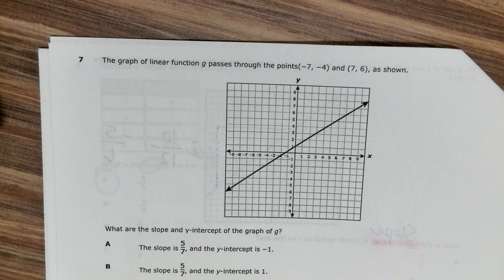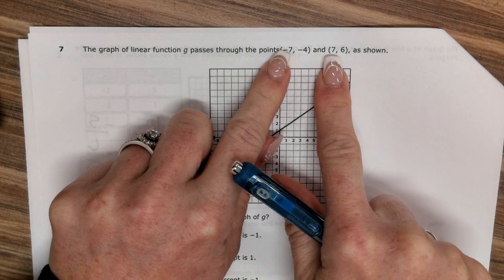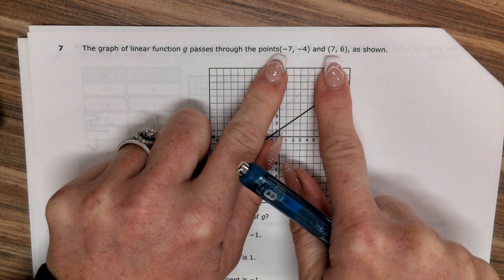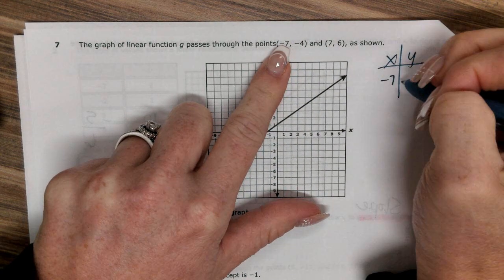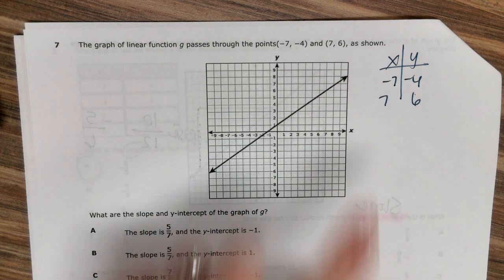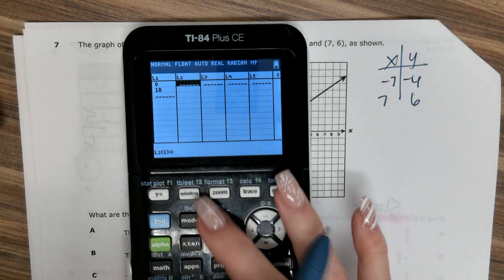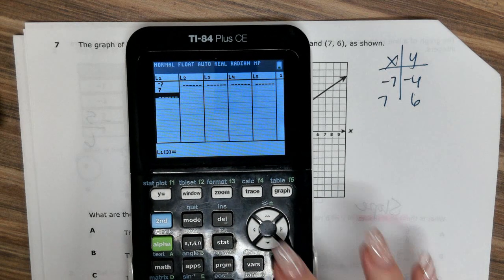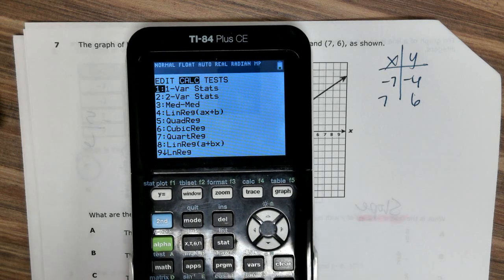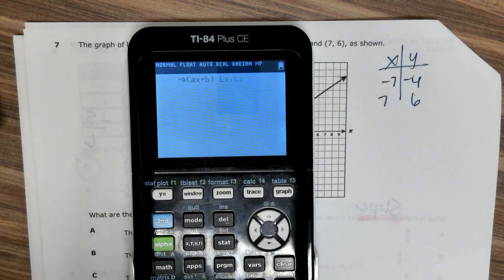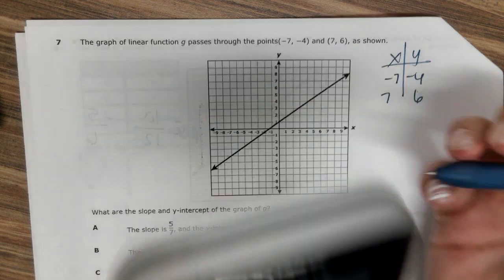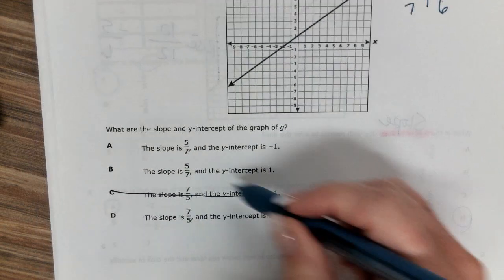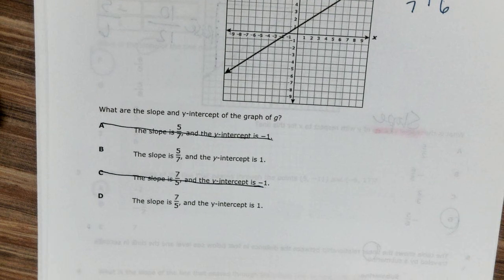Now on this one, it asks for the slope and the y-intercept. Everybody look right here. It gave you the coordinates. If I was you, I would use stat because it is always going to be the safest way to go. And if you're getting confused putting in stat, just make a table out of those coordinates and it tells you basically how to put them in. So stat edit, -7 and 7, -4 and 6, stat calc option 4, and the slope, something crazy, but the y-intercept is 1.